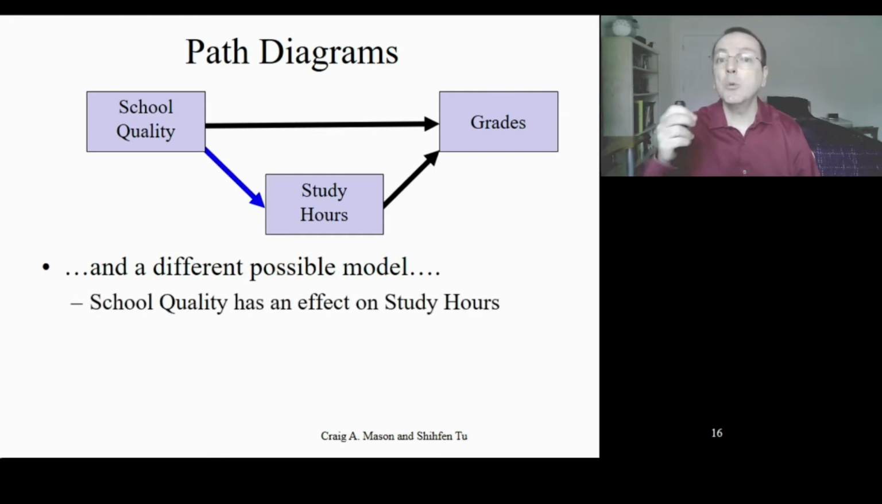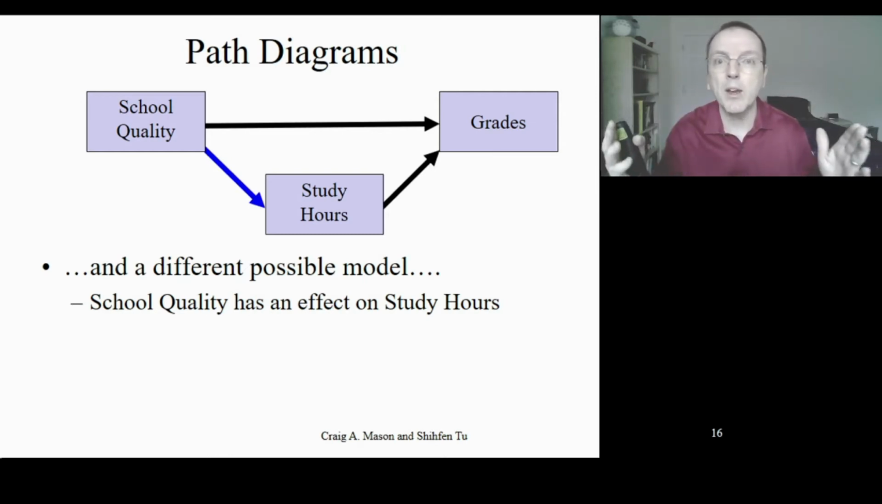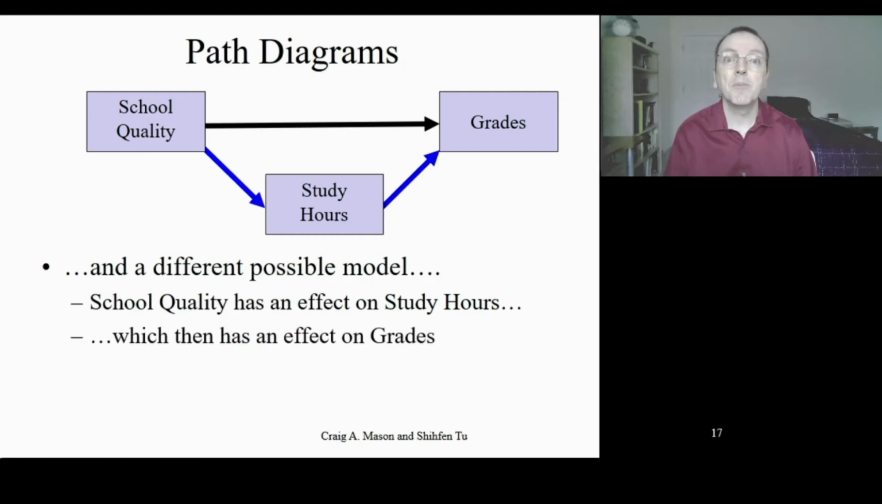We're now saying that it's school quality that leads to or causes students to study more, not the other way around, and not some bidirectional, ambiguous two-way correlation. School quality has an effect on study hours. And notice how this changes how we see the overall effect of study hours. If school quality is having an impact on the level of study hours, then part of the effect that study hours has on grades is in fact due to school quality. Part of the effect of study hours is being driven by school quality.